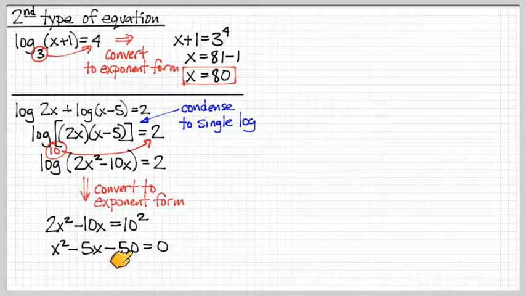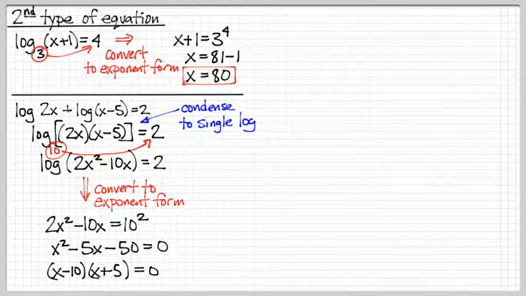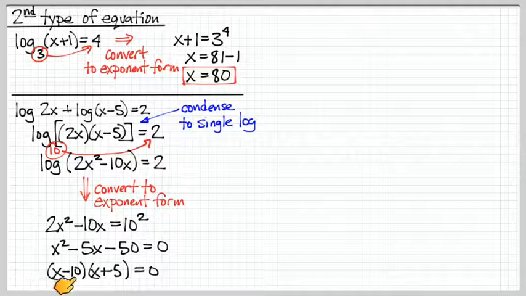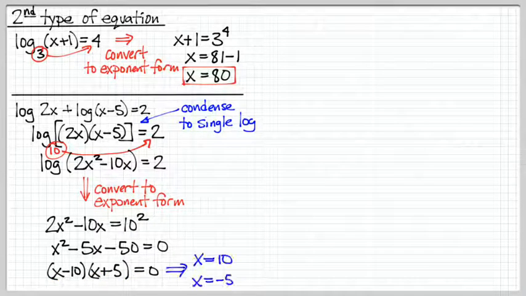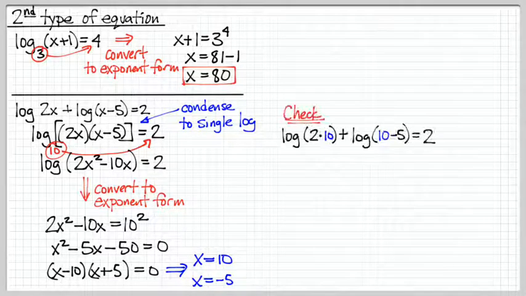Now I have a quadratic equation set to 0. I could always try to factor it, or I could use the quadratic formula. In this case, it's factorable. I get x minus 10 and x plus 5 is equal to 0. And that gives me my solutions of 10 and negative 5, but I need to check these.